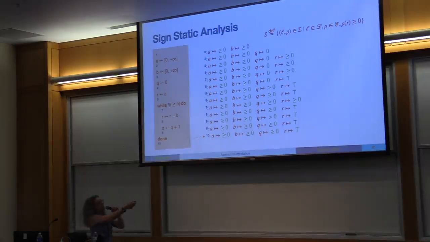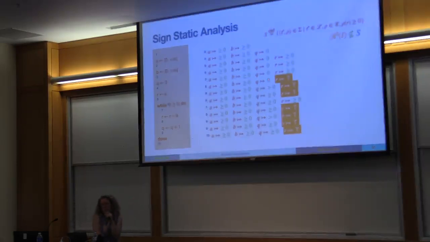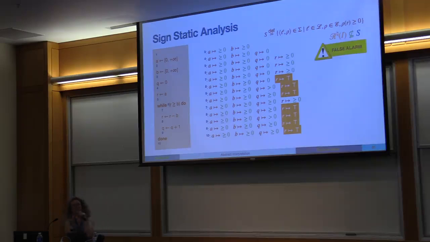Now the property that we wanted was that R was always greater or equal than 0. Here we cannot prove it. It is true, but this abstraction doesn't allow us to prove it. So we have what we call a false alarm. So what do we do?